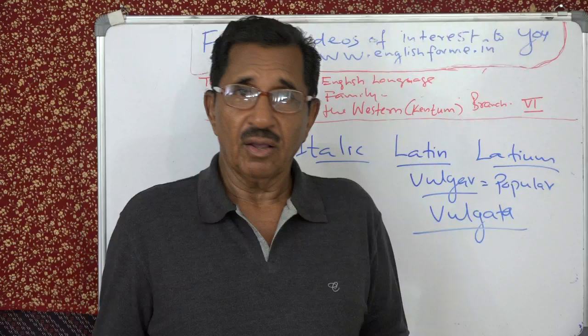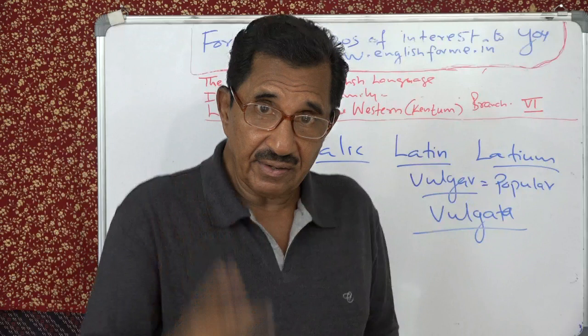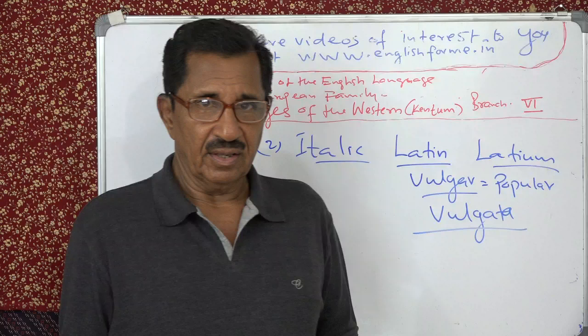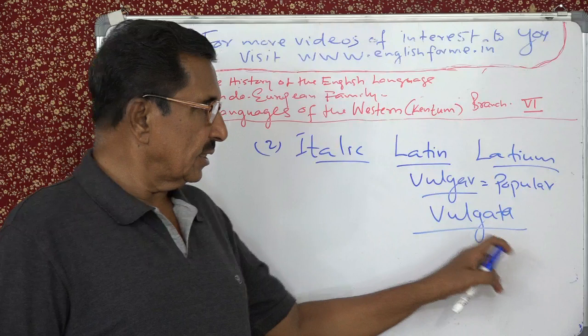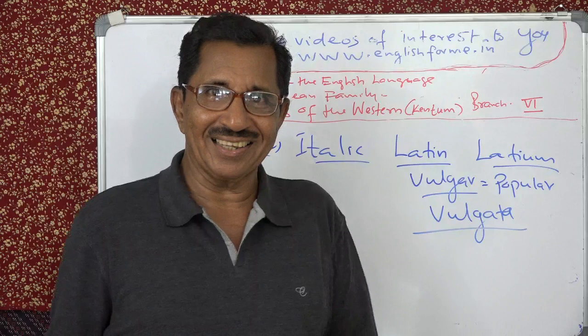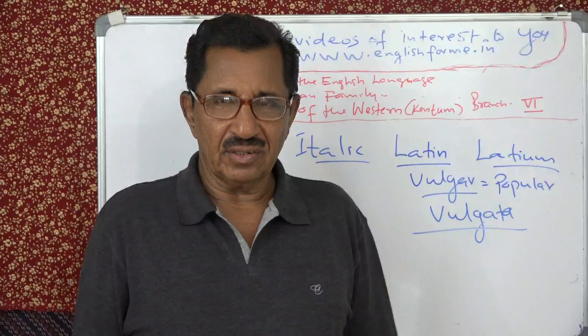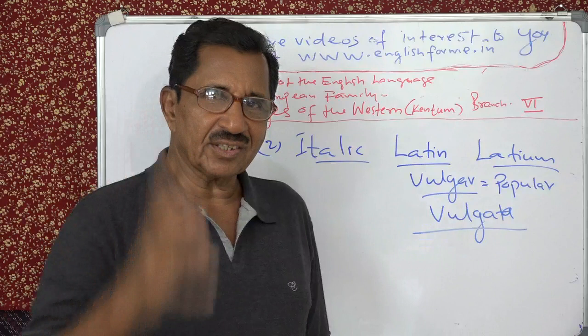French, Italian, Spanish, these are Romance languages. They descended from Vulgata, meaning vulgar or popular Latin. Once upon a time, when you said a person was vulgar, it meant a popular person. A vulgar leader meant a very popular one. Vulga means crowd, so Vulgata is appreciated by the crowd. One of the translations of the Bible is known as Vulgata. That is the popular version of the Bible, not the classical version.